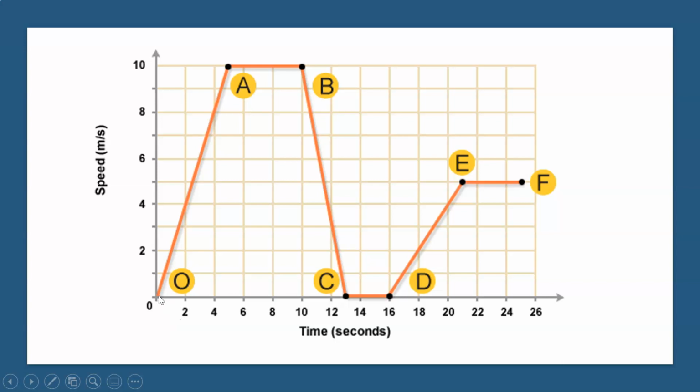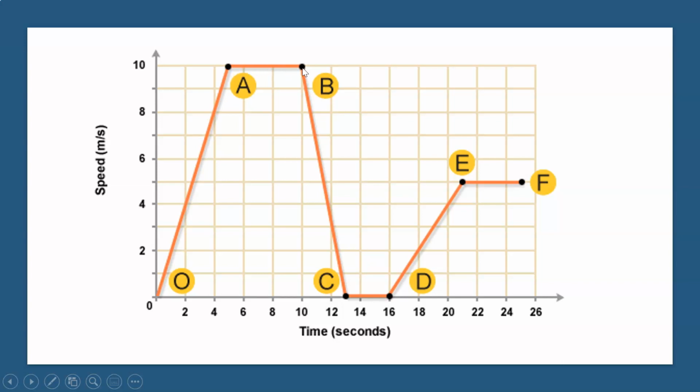Now we move from here up to point A. So what's happening here? Our speed is increasing as time increases, and it's at a nice constant increase. So if our speed is increasing over time, we're actually accelerating here. Now, along here, time is increasing, but our speed is staying at 10 meters per second. So here we're driving at a constant speed. So we're accelerating here, and now we're driving at a constant speed.